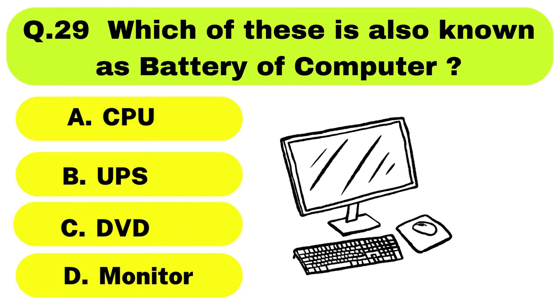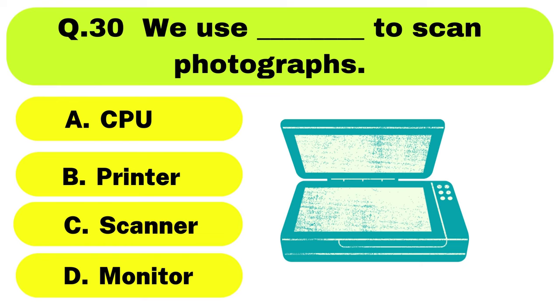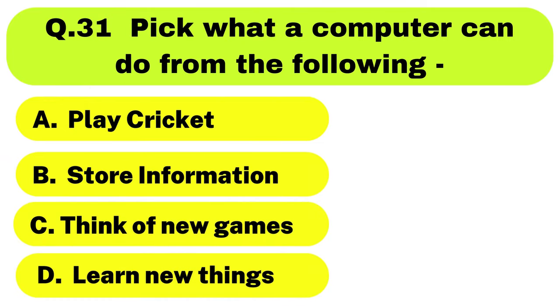Question number 29, which of these is also known as battery of computer? The correct answer is option B, UPS. Question number 30, we use dash to scan photographs. The correct answer is option C, scanner. Question number 31, pick what a computer can do from the following. The correct answer is option B, store information.